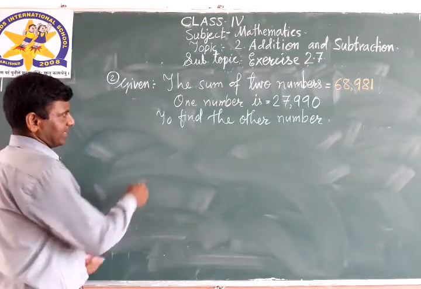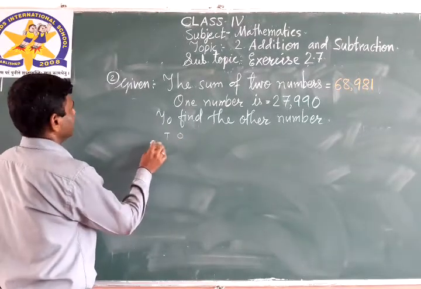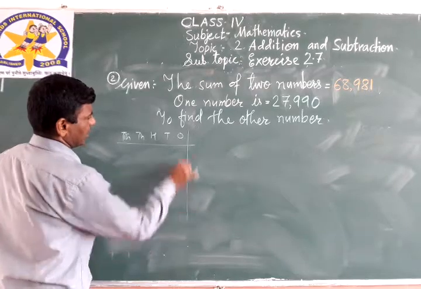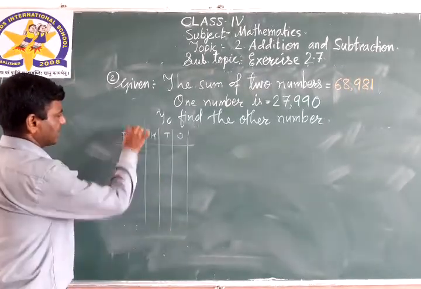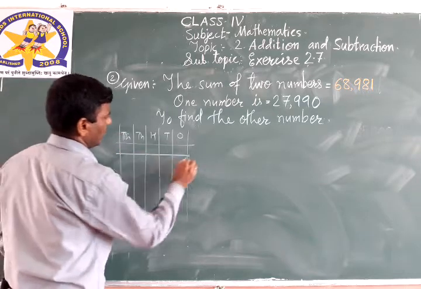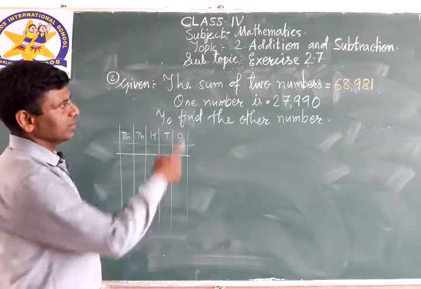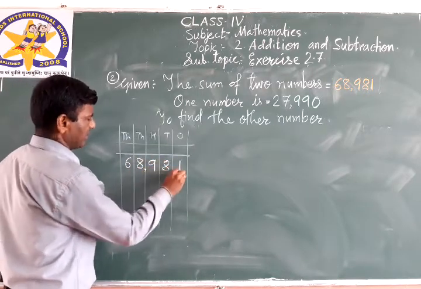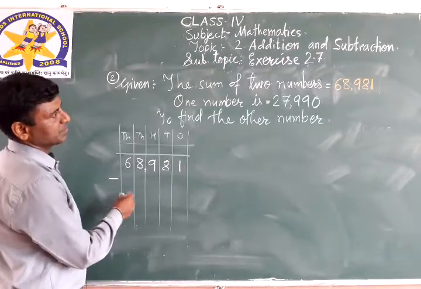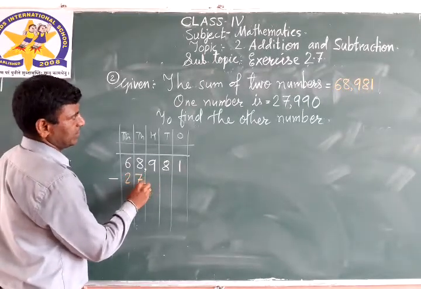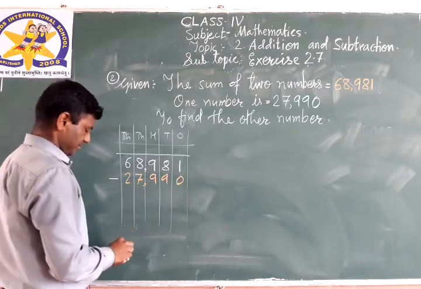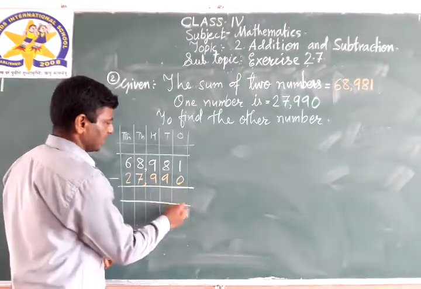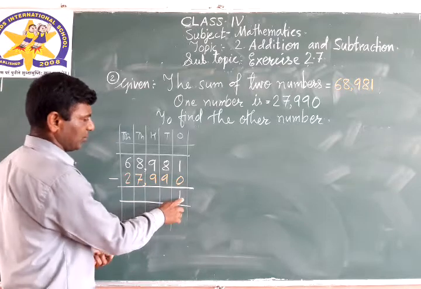So the operation is like this. Write again ones, tens, 100, 1000, 10,000. Draw the columns properly with the help of a scale or ruler. Write the number 68,981 minus 27,990. Subtract: 0 minus 1, 1. Sorry, 1 minus 0, 1.